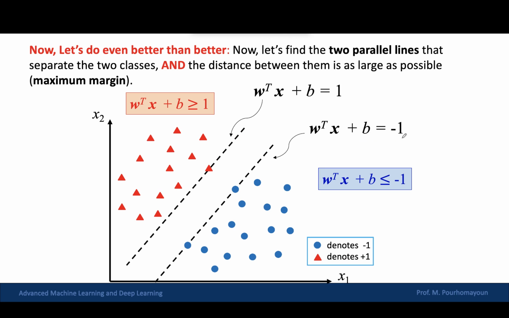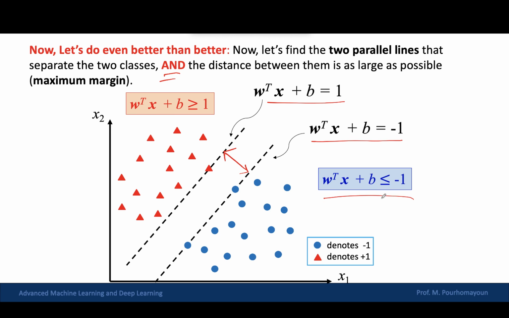All right, now let's do even better than better. For SVM, let's find the two parallel lines that separate the two classes, as I mentioned, and the distance between these two lines is as large as possible. So I have these two lines that meet this condition, but also I want them to be as far apart as possible. So this distance between these two parallel lines should be as large as possible.